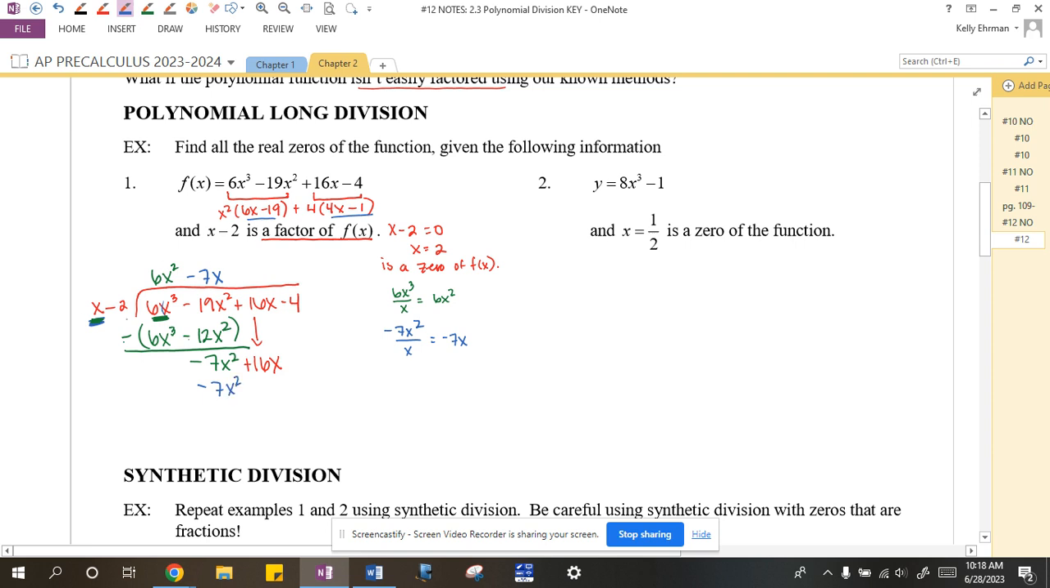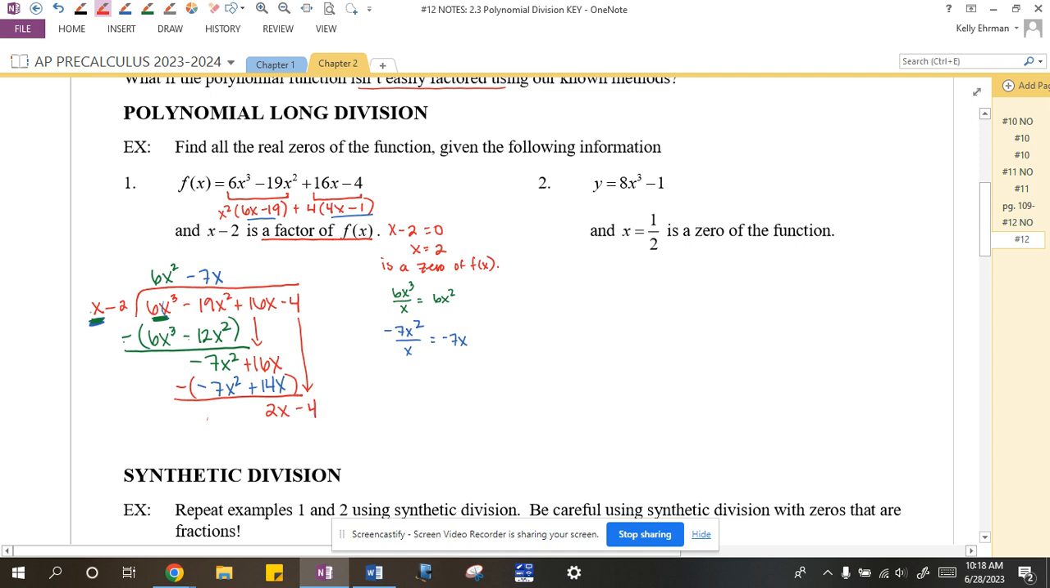So negative 7x times x, negative 7x squared, negative 7x times negative 2, plus 14x. With long division, just be very mindful of your signs and paying attention, making sure you're getting those correct. Negative 7x squared plus 7x squared cancels out, should be 0. 16x minus 14x is 2x. Drop down the last term, which is minus 4.